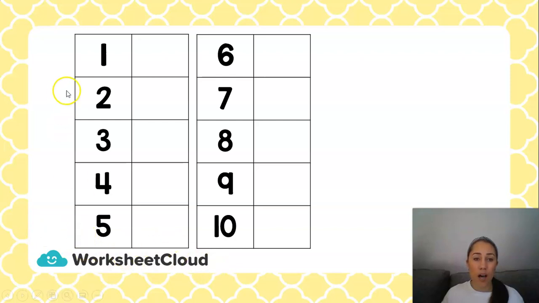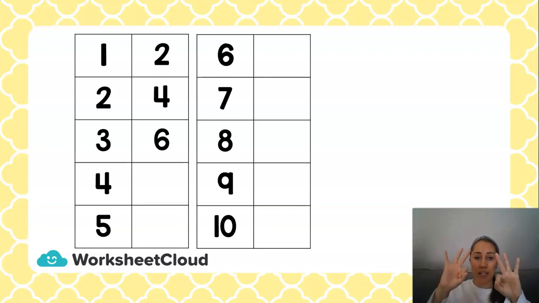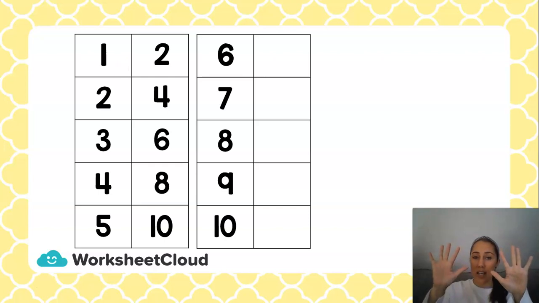So let's quickly revise. If we have 1, double 1 is 2. And if I have 2, double 2 is 4. And if I have 3, double 3 is 6. And if I have 4, double 4 is 8. And if I have 5, double 5 is 10.